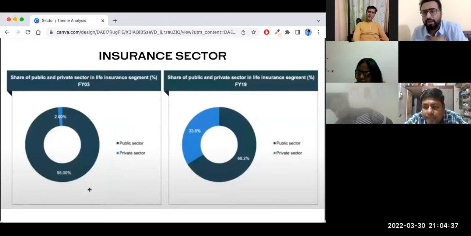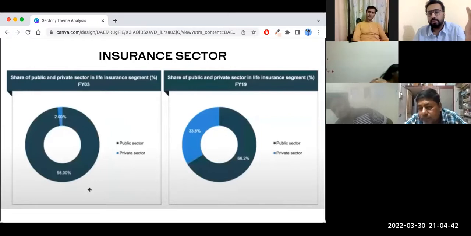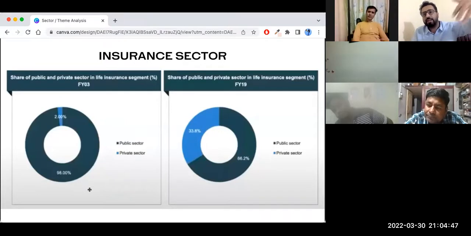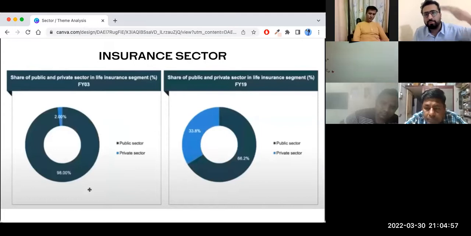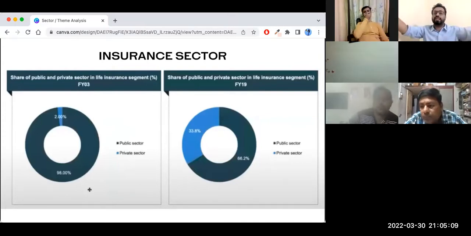For example, I will never buy an insurance policy from LIC. The younger generation, or when I have kids and they grow up, my kids will never buy insurance from LIC. They will only buy from a private insurance company. So the market share of private will grow from 33 to maybe 66 in the next 10 years. It will double, and that too in a growing sector. That sector is also growing really well, and within that, market share shift is also happening.